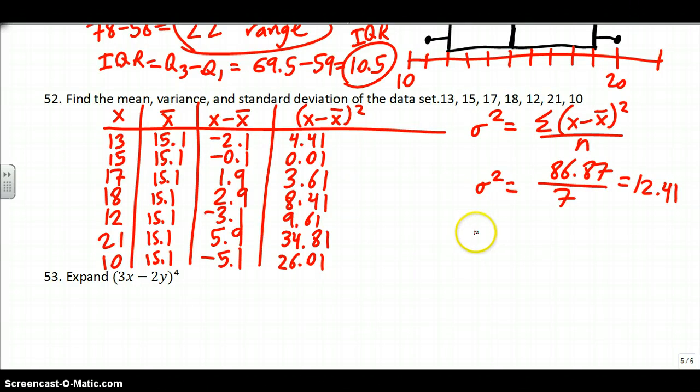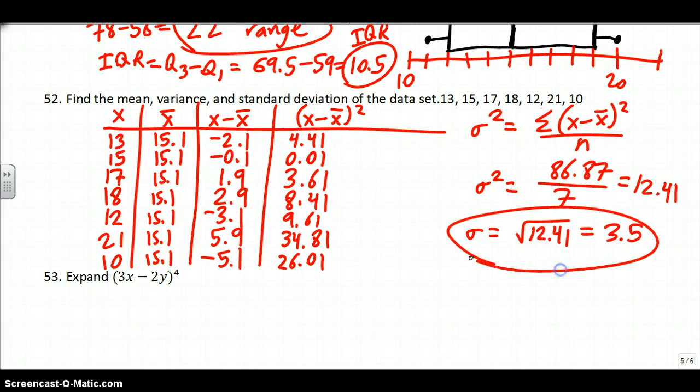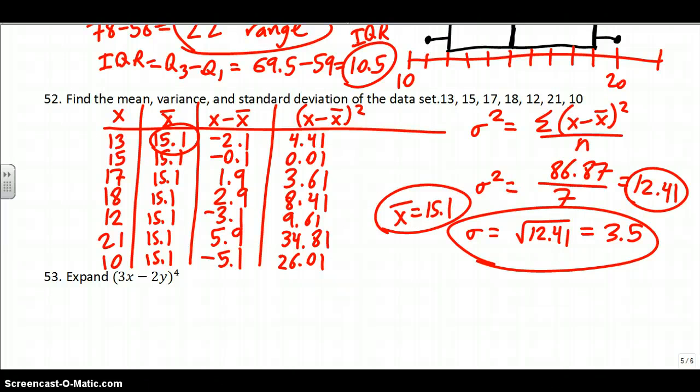Now, the question is, how do I get standard deviation? Well, standard deviation is just the square root of the variance. So you square root 12.41, and you get roughly 3.5. So there's your standard deviation. There's your variance. Oh, by the way, they did ask for the mean, so that's 15.1. You can put that over here. And that's it. So is it a little bit of a complicated process? Yeah, a little bit. But really, the math behind it isn't very complex, okay?